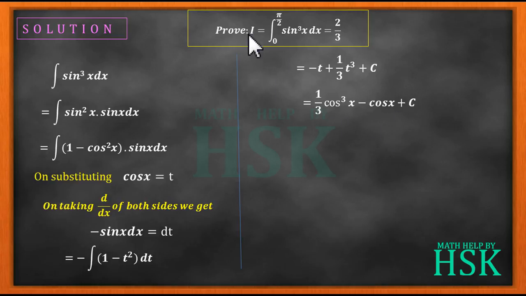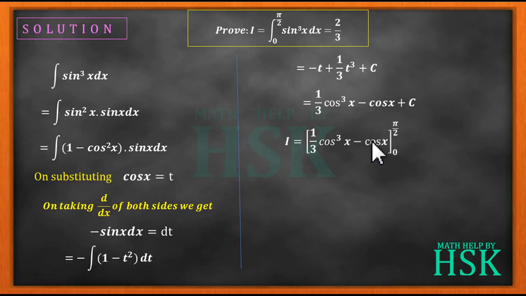Okay, so the value of I will be obtained as equal to 1 by 3 times cos cube x minus cos x from the limit 0 to pi by 2, and we have not written the integral constant because anyway the integral constant is going to cancel out. Okay, in other words, when we are going to deal with the limits, we do not consider this integral constant, okay, because it cancels out eventually.